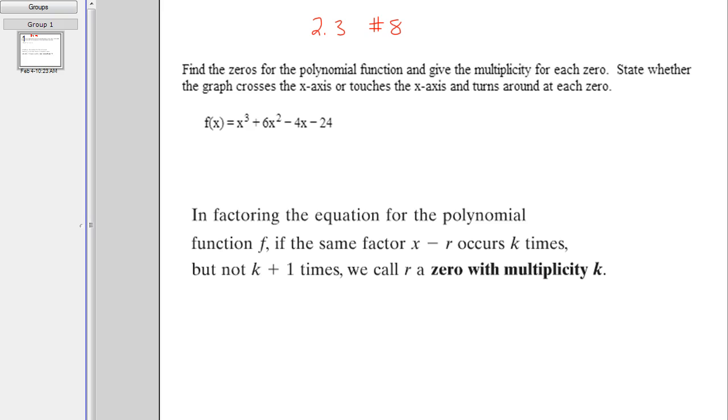Hello, 171 class. This is a homework example from section 2.3. This is problem number 8. We're being told to find the zeros for this polynomial and give the multiplicity for each zero.